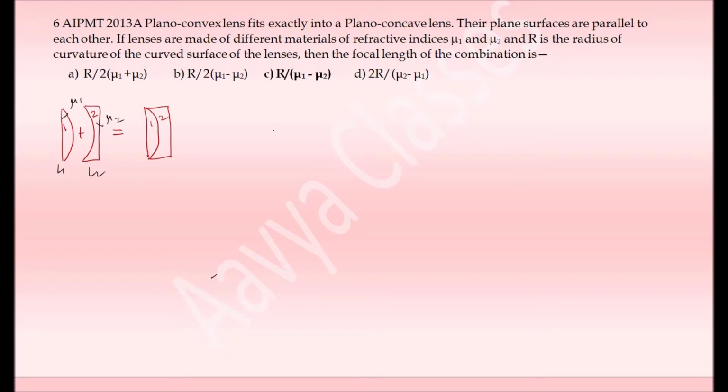So what will be our approach? We have to calculate the focal length of the combination. So we will calculate the individual focal lengths by using the lens maker's formula. So 1 by f1 is equal to (mu1 minus 1) into (1 by R1 minus 1 by R2). So for lens L1, R1 is equal to infinity and R2 is equal to minus R. So we just use these values. So 1 by f1 is equal to mu1 minus 1.